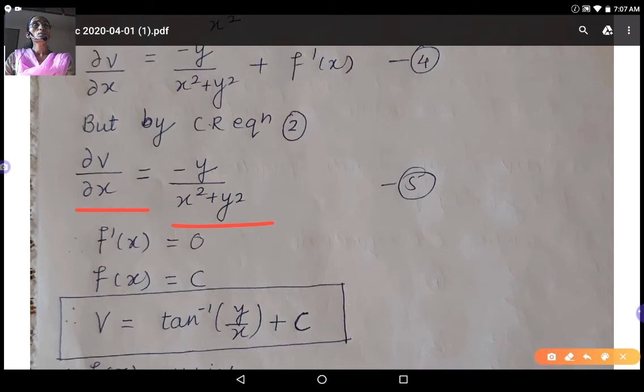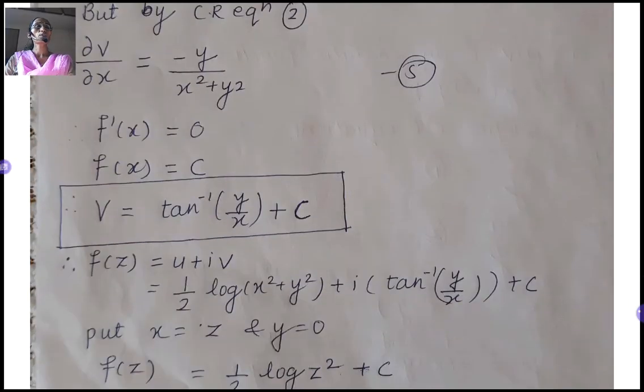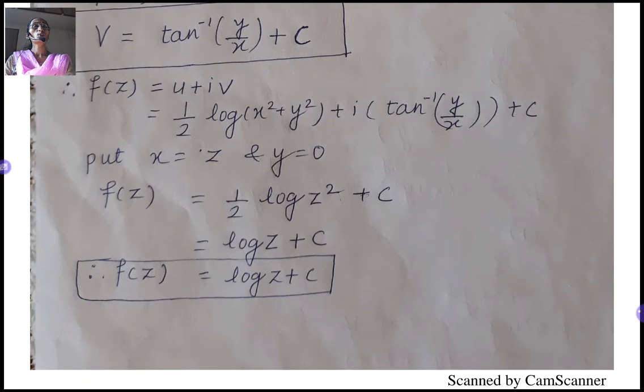Now you see that we compare this equation and this equation. Both are the values of delta v by delta x. It shows that f dash of x must be 0. It means f of x is equal to a constant. Then you get the final value of v as tan inverse of y by x plus f of x, and f of x is C. So we have reached the value of v. U was given and we found the value of v. Now what was the next question for you?